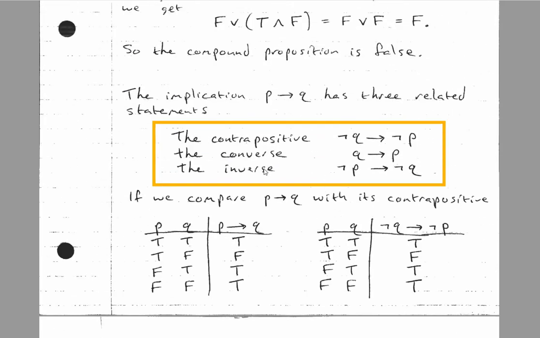But the converse and the inverse, those are not the same. So if you work out the truth table for Q implies P, you'll see you get different T's and F's. And the same thing for the inverse. Yeah, in fact, the converse and the inverse are equivalent to each other, but not to the original or the contrapositive.